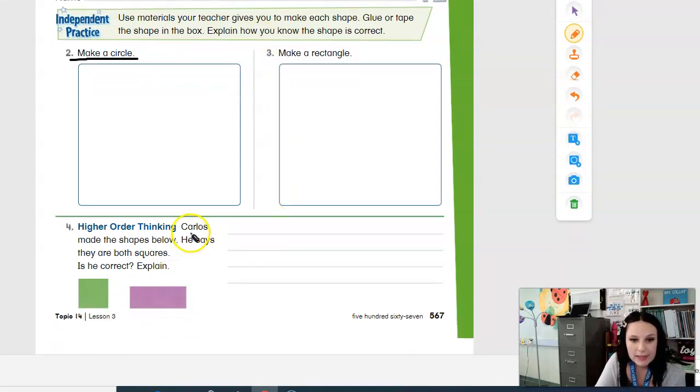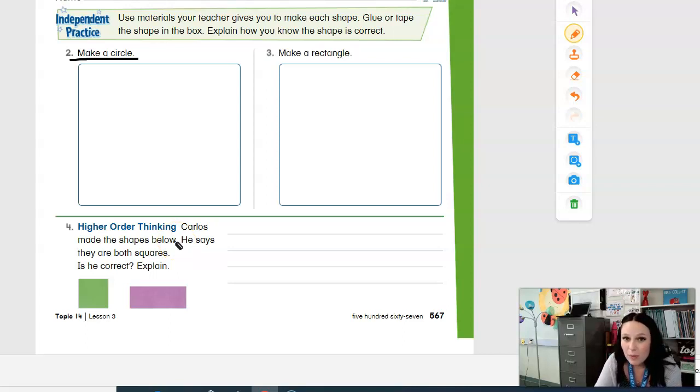Number 4 says Carlos made the shapes below. He says they are both squares. Is he correct? And it wants you to explain how you know he is correct or not. So just a hint, remember that a square has 4 sides, 4 vertices, and all sides are equal.